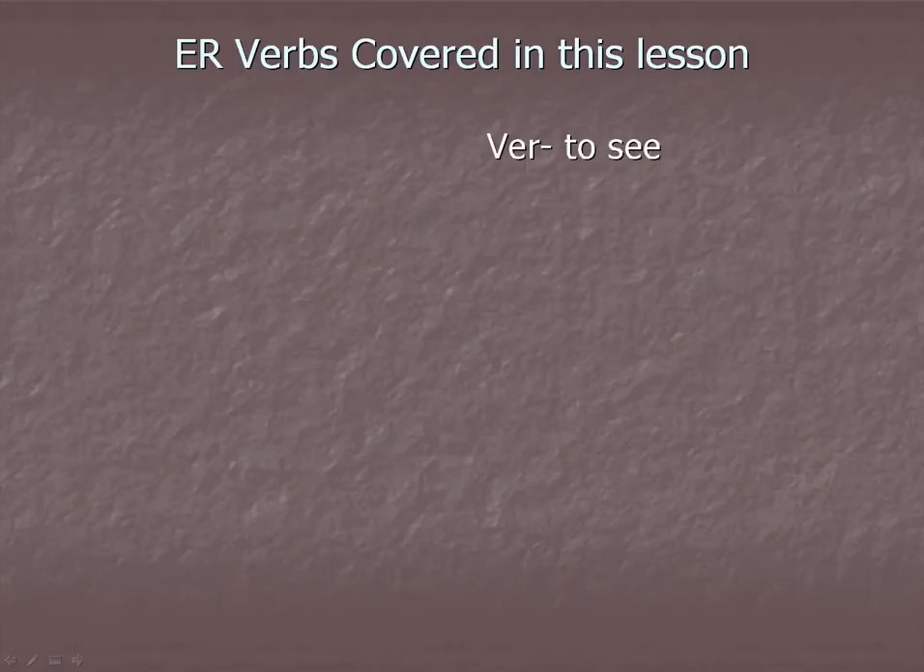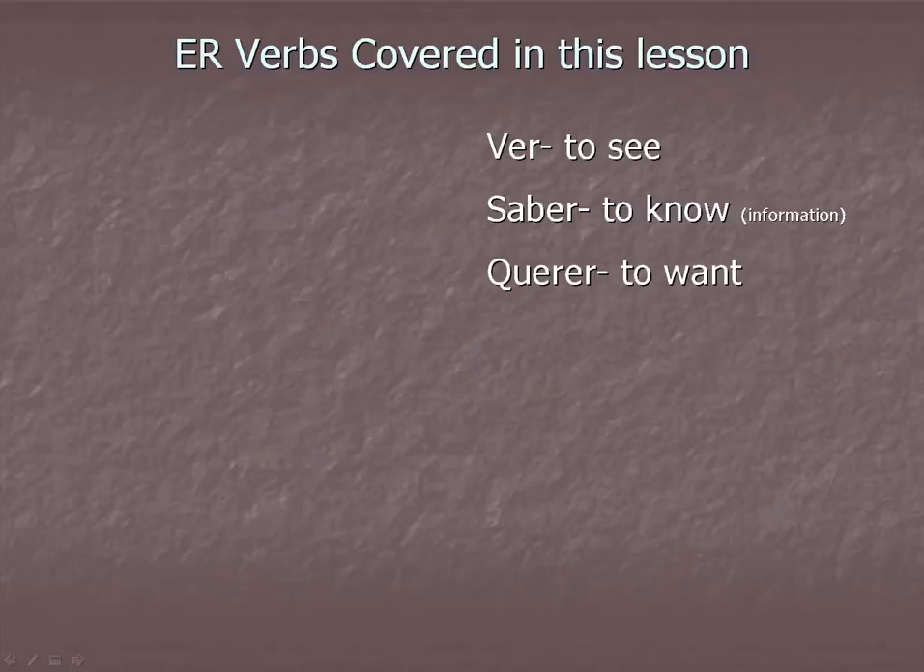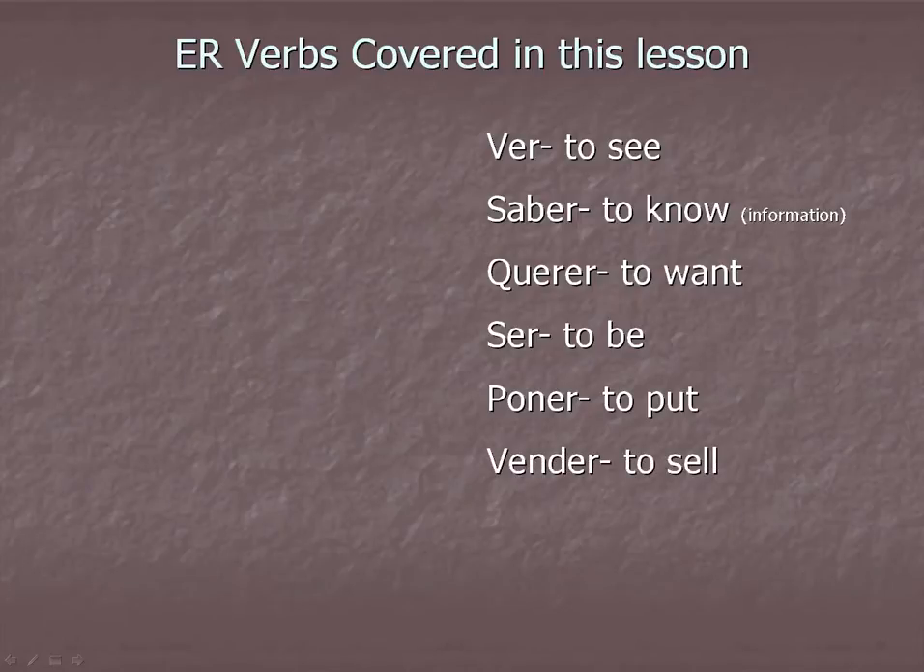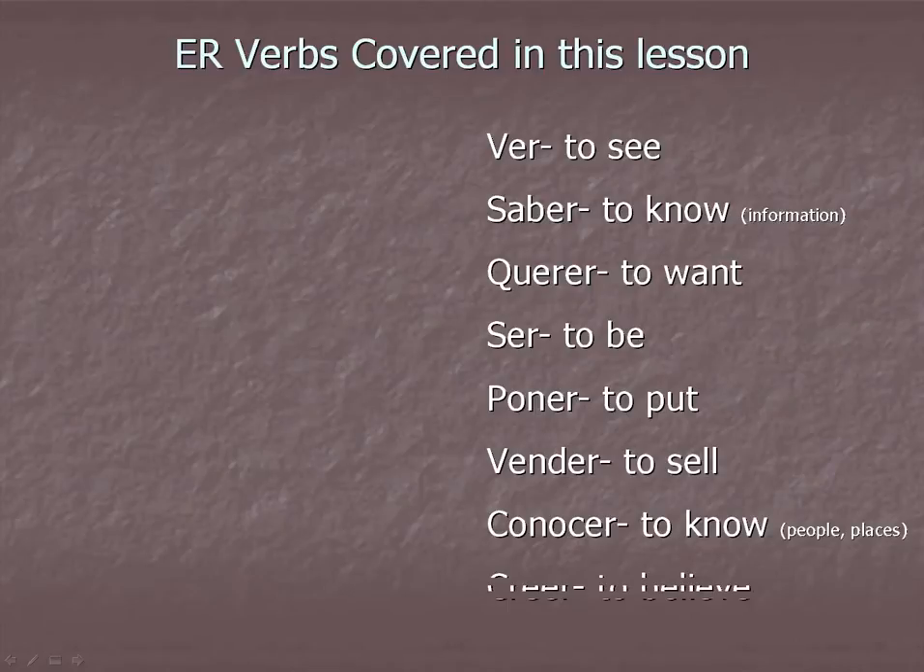Ver, to see. Saber, to know, information. There's another one that means to know, you're going to see in a moment. Querer, to want. Ser, to be. Poner, to put. Vender, to sell. Conocer, to know. This one's for knowing people and places. Saber is for information. And lastly, creer, to believe.